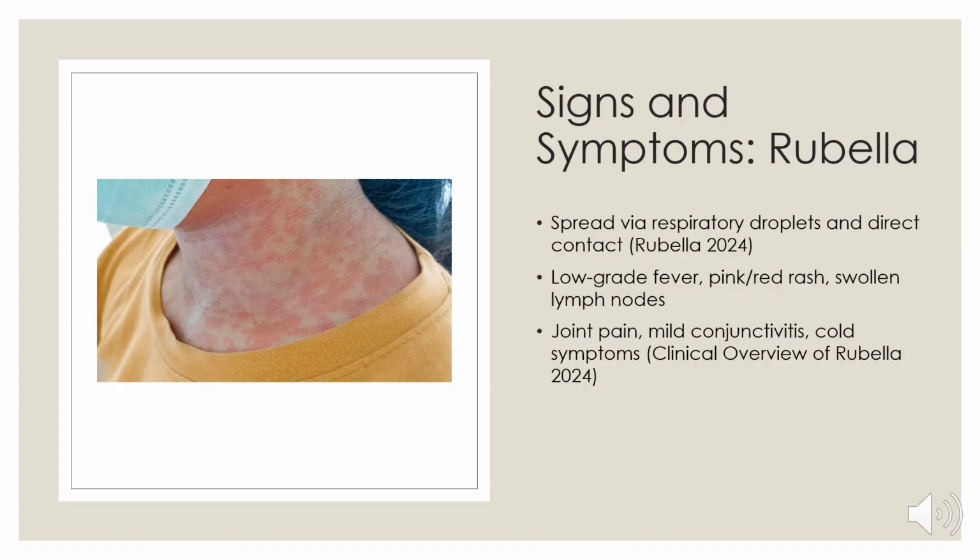Signs and symptoms of rubella. It spreads via respiratory droplets and direct contact. Low-grade fever, a pink or red rash, and swollen lymph nodes are often symptoms. Joint pain, mild conjunctivitis, and cold symptoms.